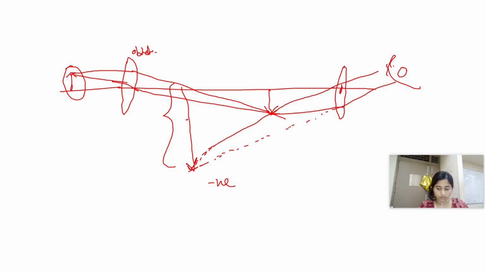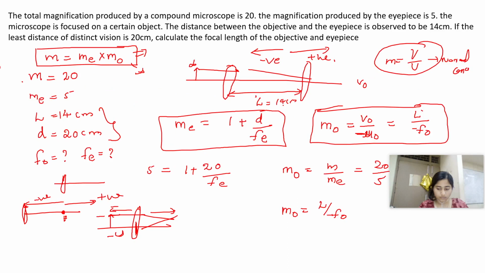This is the eyepiece. But all these things, without drawing all this, we can get from the formula actually. That's what we are doing here. So for this problem, what will you get as the answer? Fe value: 5 minus, it will be 4 is equal to 20 divided by Fe. Fe you will get as 20 by 4, that is 5. Okay.